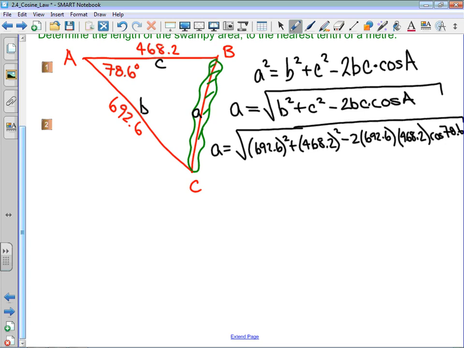Now that's definitely a lot of terms and a lot of stuff happening there, but it's really important that all we're doing at that step is substituting the values of everything but side A, basically.